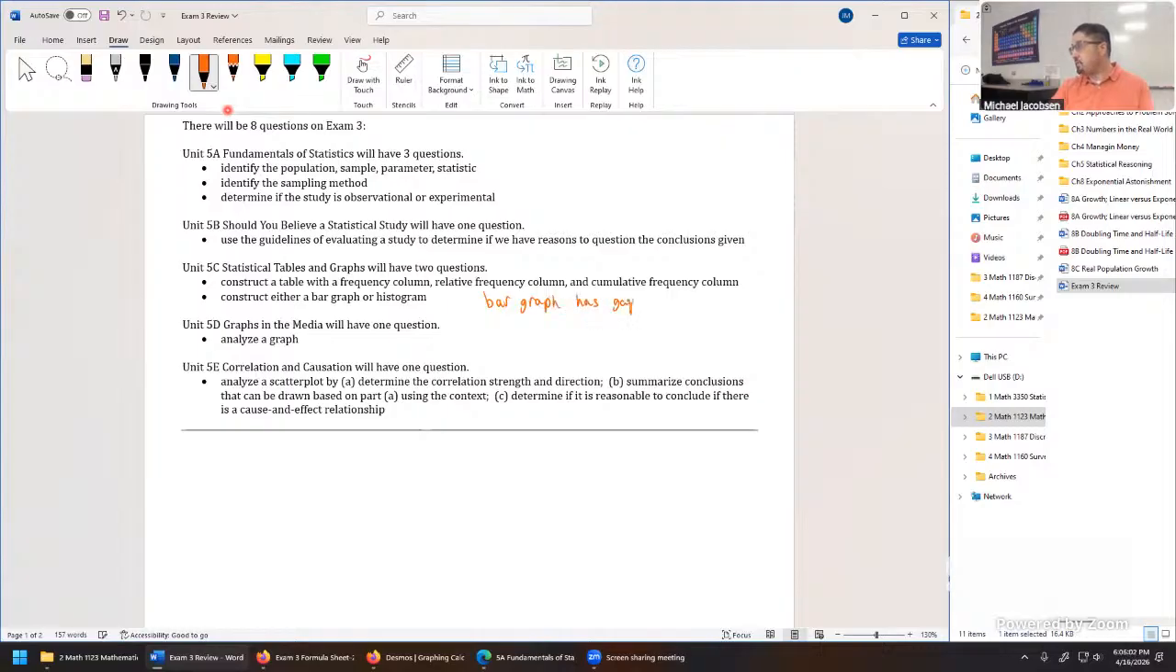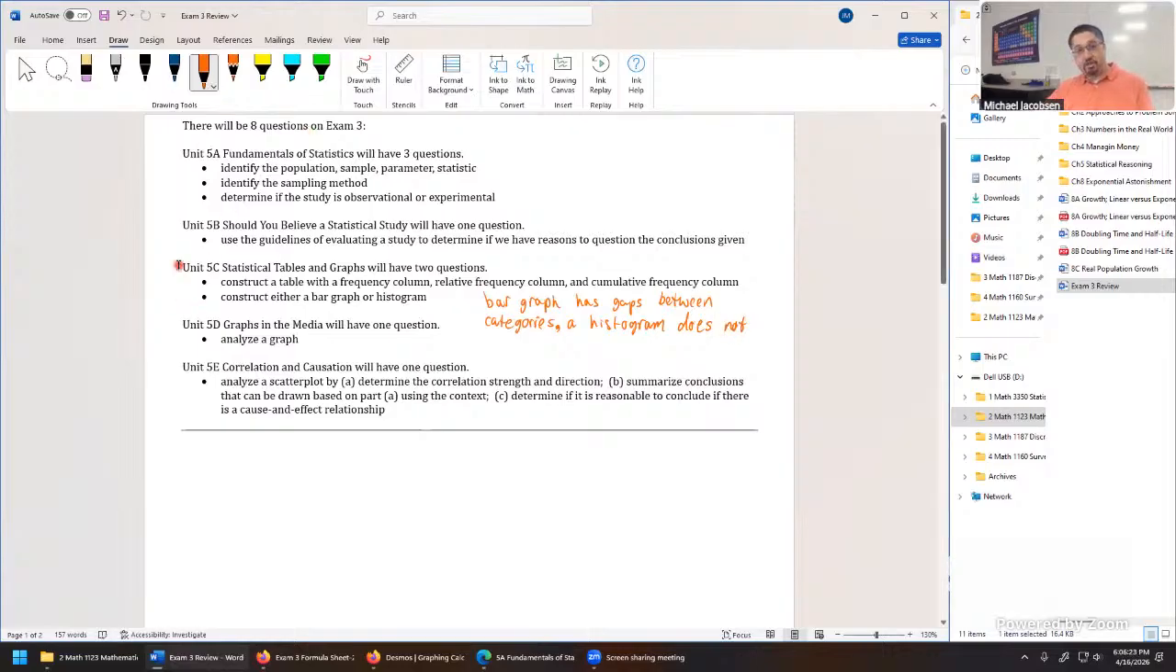has gaps between categories, and a histogram does not.